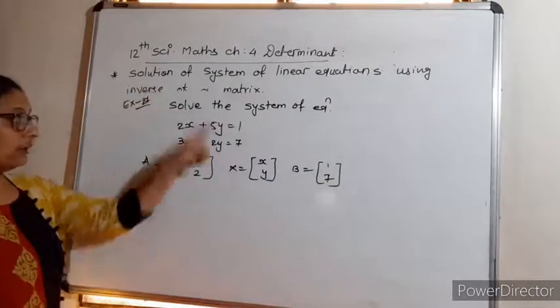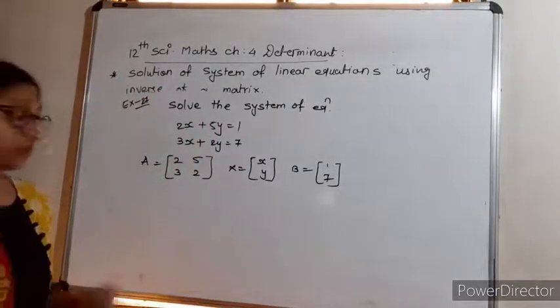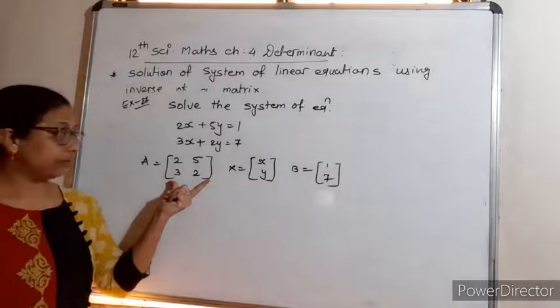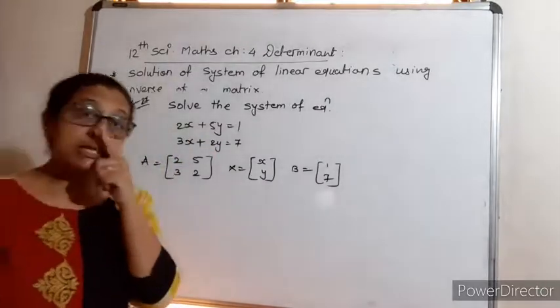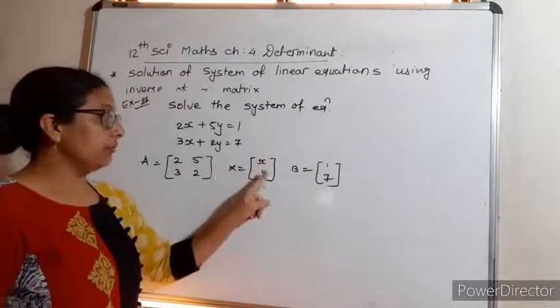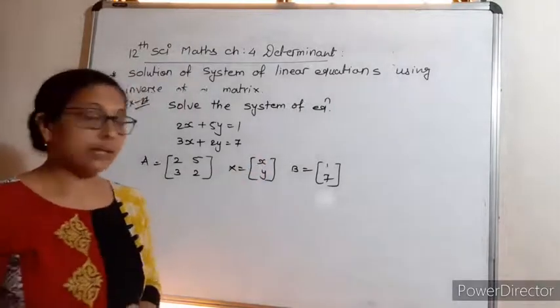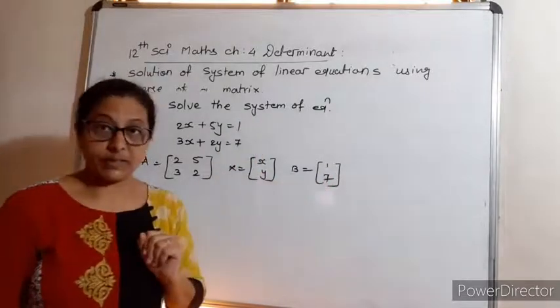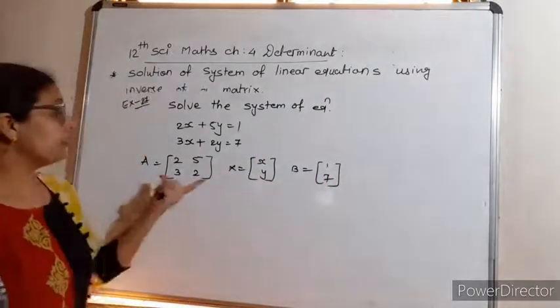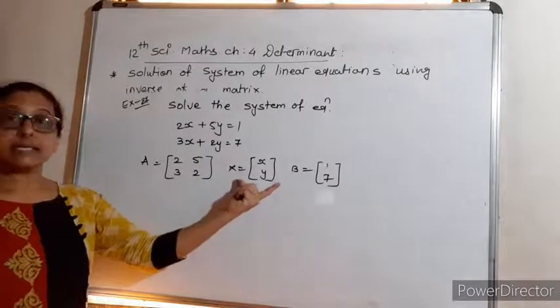This is the coefficient matrix, that is 2, 5, 3, 2. X and y, only two equations are there, so only two variables are there, x and y. B, that is d1, d2, is the constants. Now what will we do? We want to find this x and y.